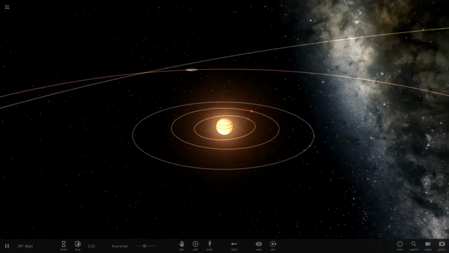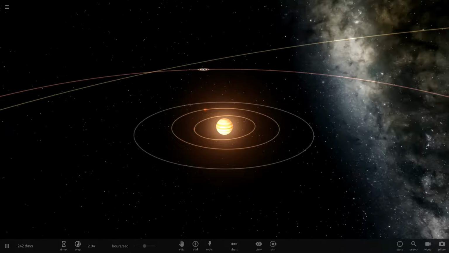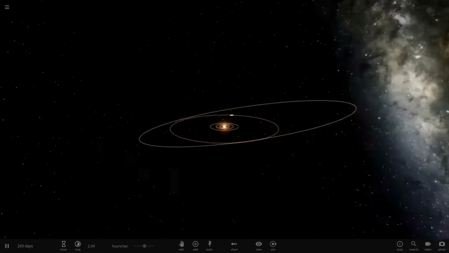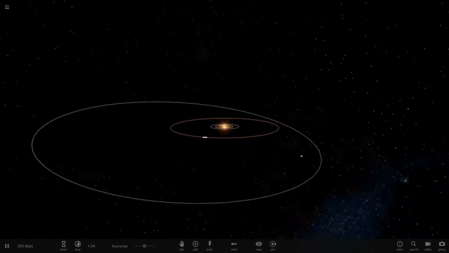I'm going to call it a star. Because, why not? Because technically a brown dwarf is a star. It's just a star that doesn't have quite enough mass. So, this is just a random brown dwarf system.